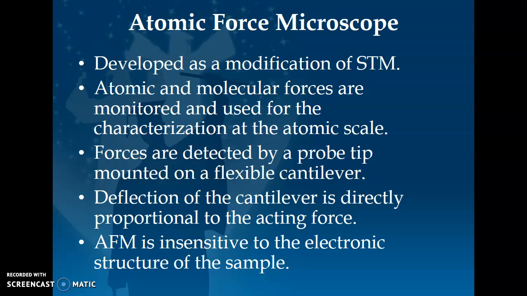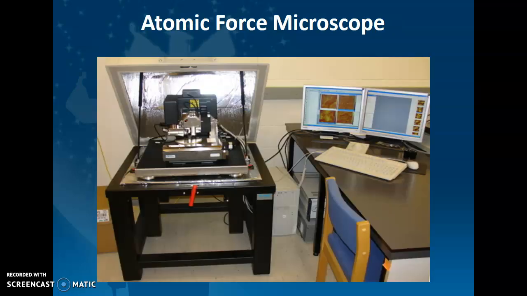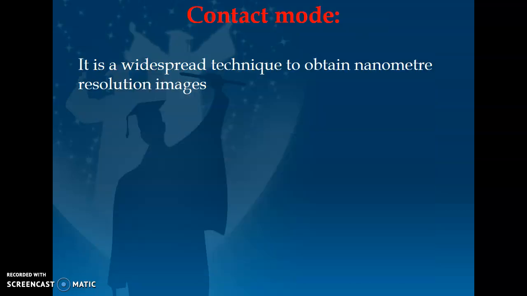An atomic force microscope is insensitive to the electronic structure of the sample, but a scanning tunneling microscope is not like this. This is the basic structure, how it looks. This is the figure of an atomic force microscope. Now, it has two modes mainly: the contact mode and the non-contact mode.